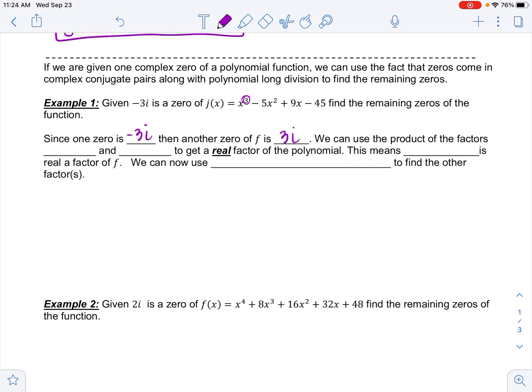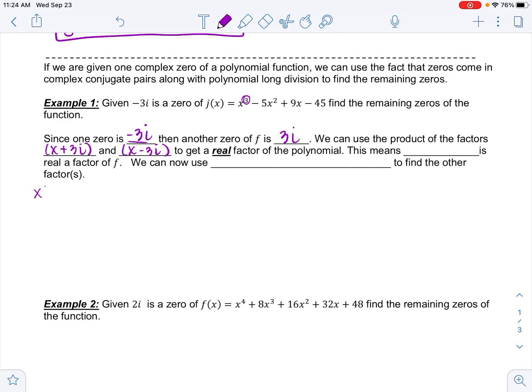So there has to be a third one that's a real one, okay? So what we're going to do is we can use the product of these factors. The first factor is going to be x plus 3i from this 0 and x minus 3i from this 0 to get a real factor of the polynomial. So we're going to take the product of this. We're going to multiply it out, okay?